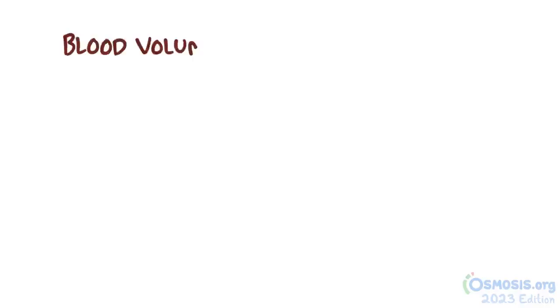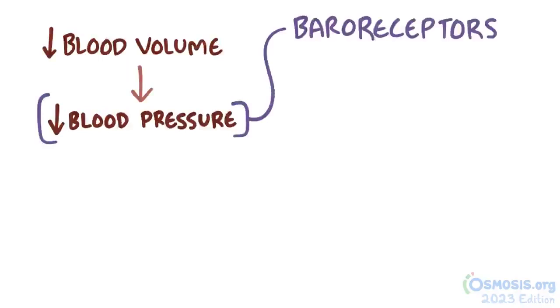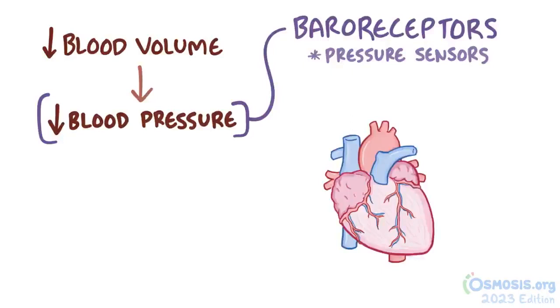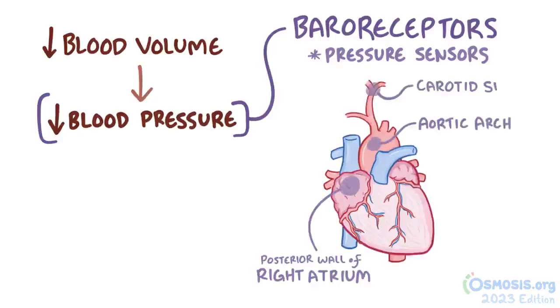Second, as the blood volume drops, so does the blood pressure. Specialized neurons called baroreceptors act as pressure sensors in the walls of the cardiovascular system, in a few specific areas. They're in the posterior wall of the right atria of the heart, in the aortic arch, and in the right and left carotid sinuses, which is where the common carotid splits to become the internal and external carotid. These baroreceptors detect tiny changes in how stretched out those walls are.